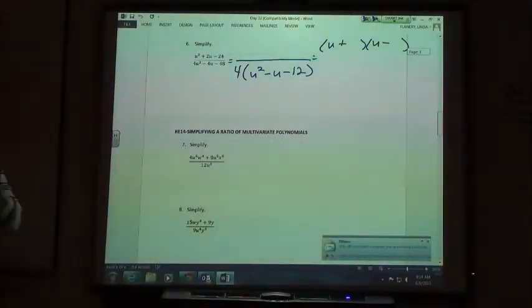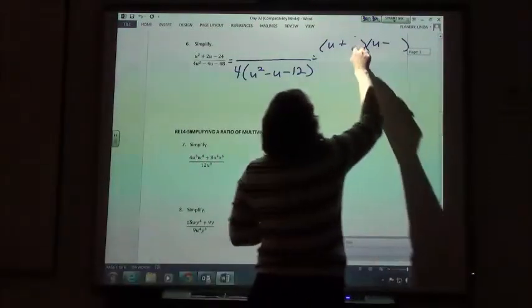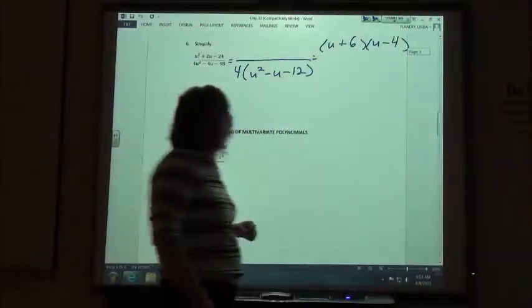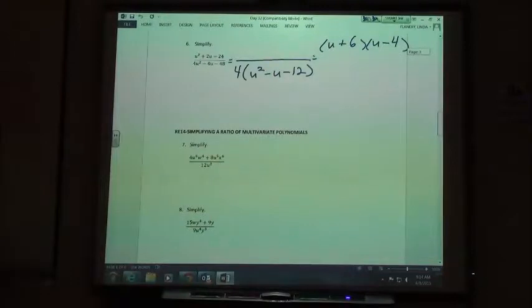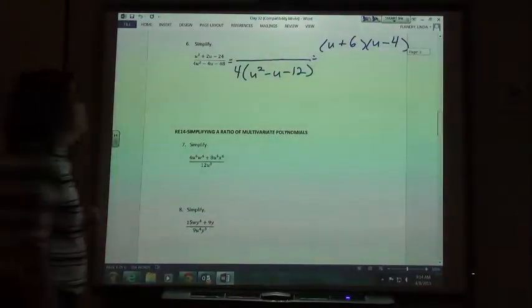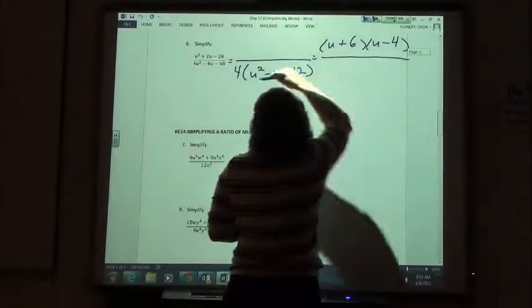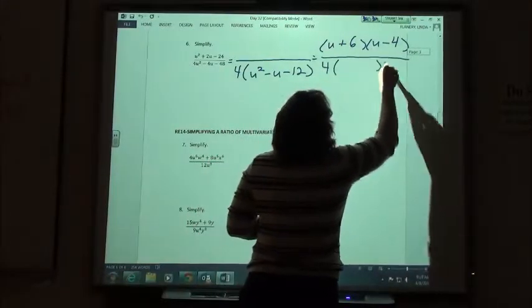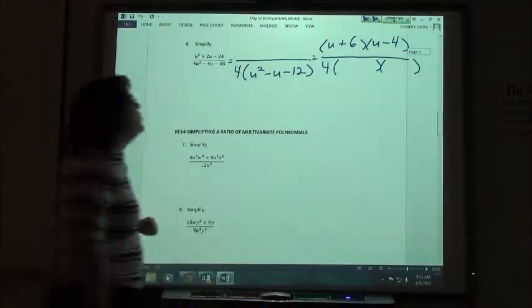6 and 4. We need a plus 6 and a minus 4. Positive 6 minus 4 is a positive 2. On the bottom, we've got the 4 out in front. Then we've got to factor the U squared minus U minus 12.